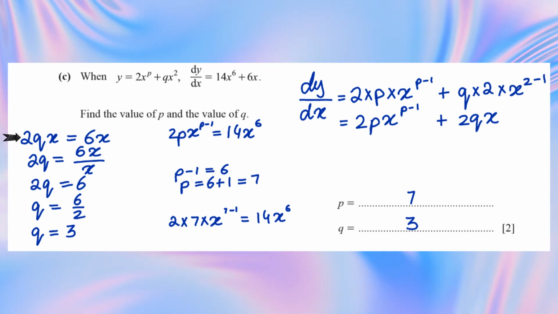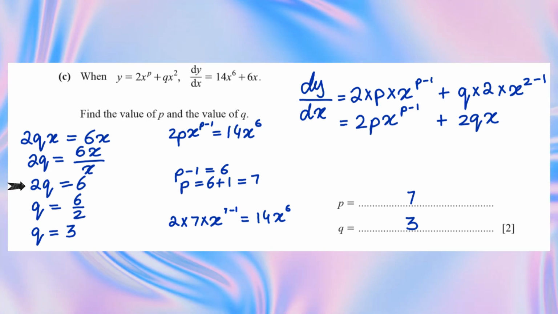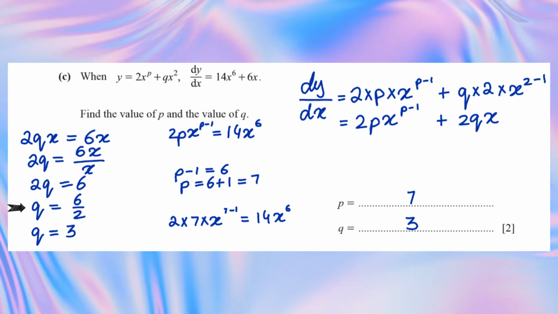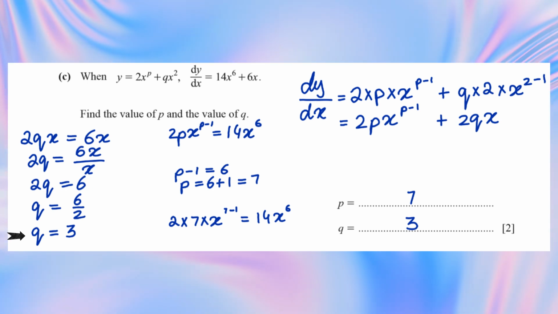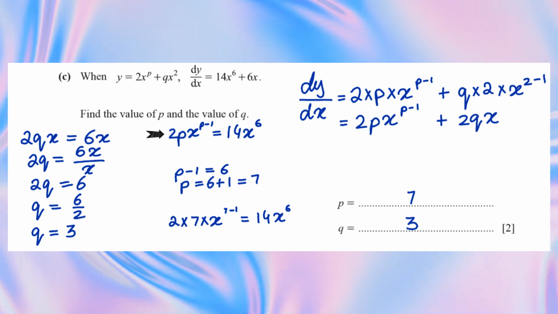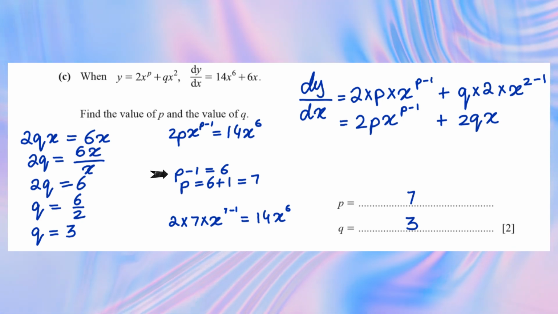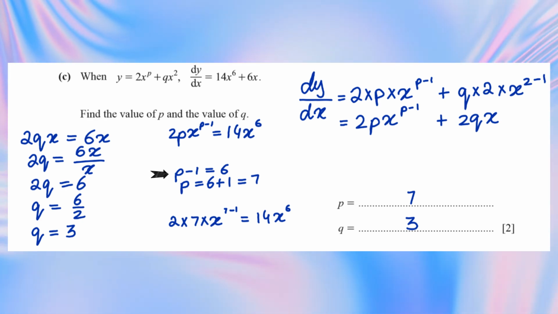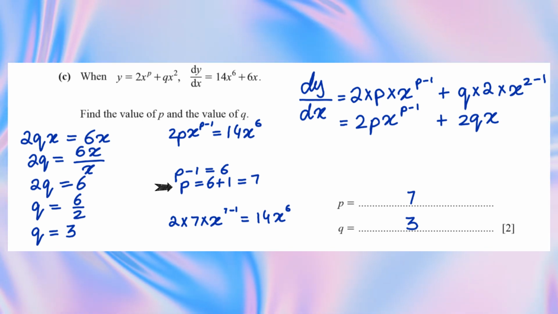2qx equals 6x. Divide both sides by x. This gives us 2q equals 6. Then divide both sides by 2. This gives us the value of q, which is 3. Now to solve for p. As you can see, the power of x must be the same on both sides of the equation, which means p minus 1 equals 6. Solving this equation will give us the value of p. So adding 1 to both sides gives us our value of p as 7.